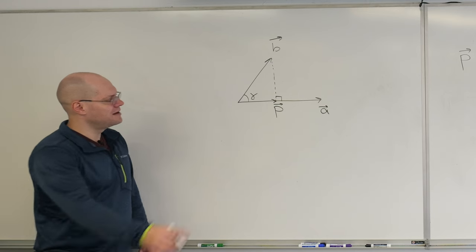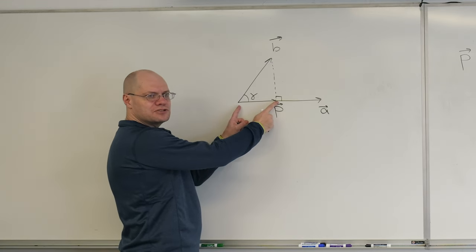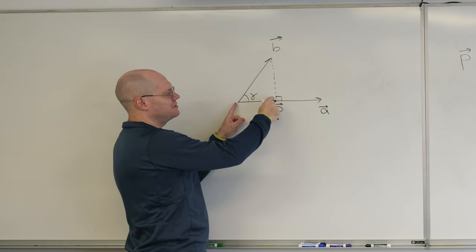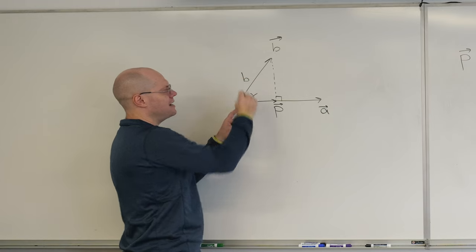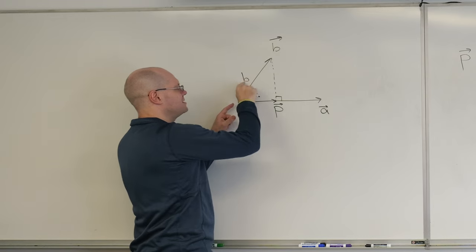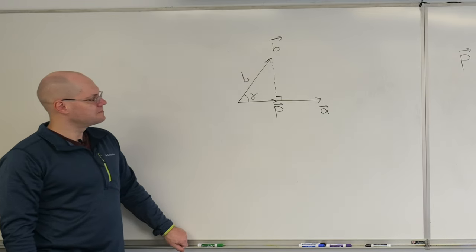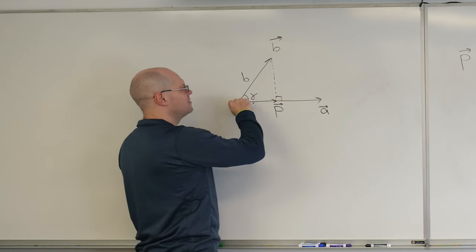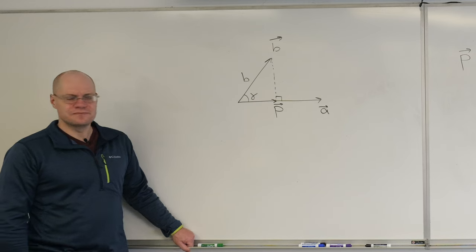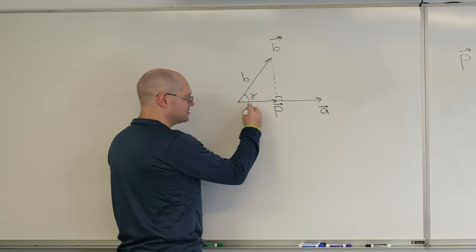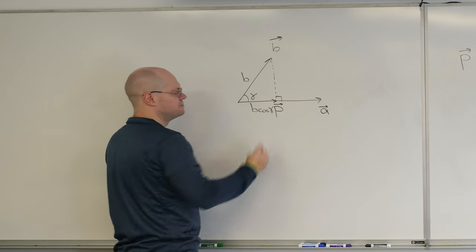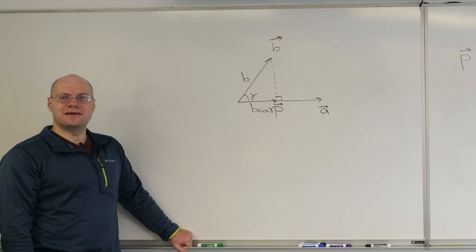Okay, well, let's see. What is the length of the projection? The length of the projection, you can determine it from this angle, where the length of the hypotenuse is B. We denote the length of a vector B by the same letter without the arrow above it. So it's a right triangle where the hypotenuse is B and the adjacent angle is gamma. So of course the length of this side, which is the vector that we want, is B cosine gamma. That's the length of the vector P.